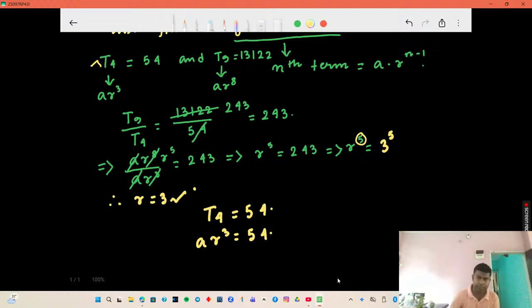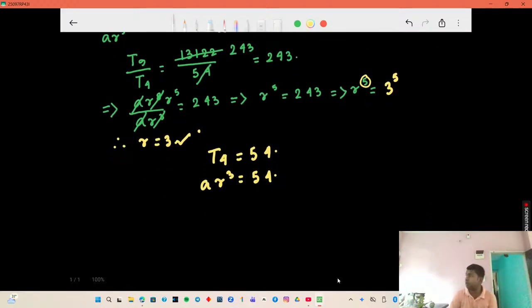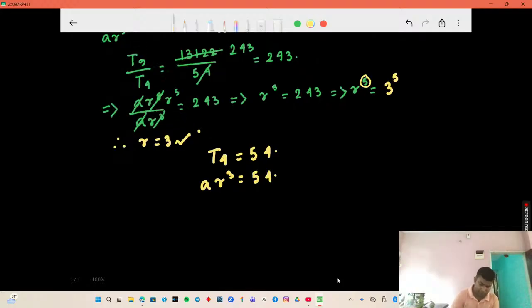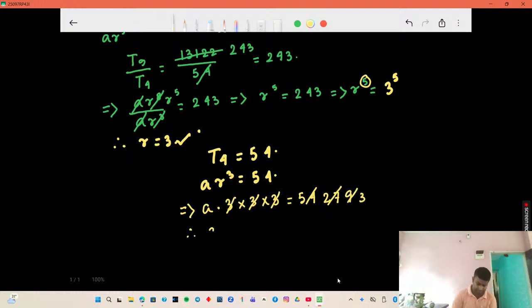So now we will just put the value of R in this equation to find the value of A. So now what will be the value of A? A into 3 into 3 into 3 is equal to 54. So here 27, here 9, and here 3. So the value of A is 3.